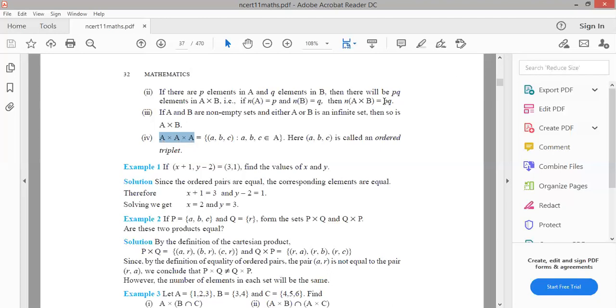That follows from this. However, the tuples of A cross A cross A are not called ordered pairs, they are called ordered triplets. So their structure is like this: (a, b, c), where a, b, c belong to A. This is called an ordered triplet.